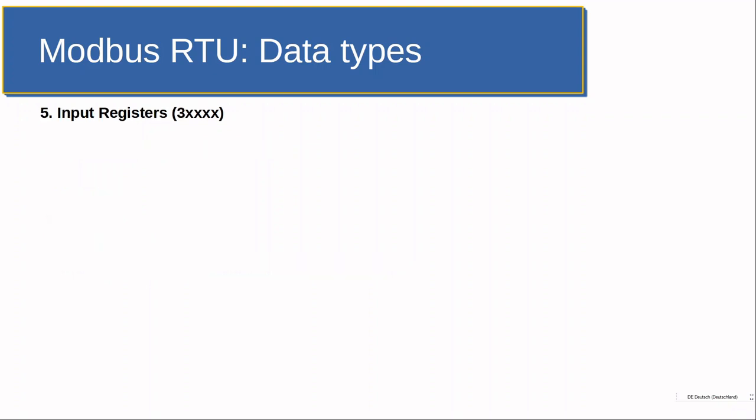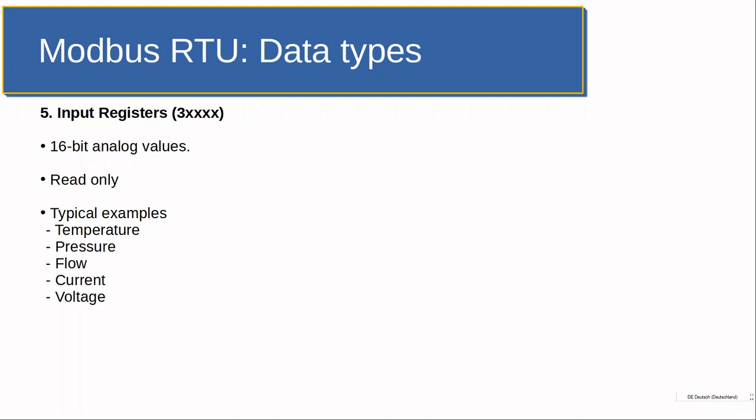And then we have input registers. They start from 30,001, and those are 16-bit analog values. They are also read-only, so we read those values only from the field. We cannot set them. Typical examples are temperature, pressure, flow, current, or voltage. We read those through sensors that write their data into those 30,000 registers.